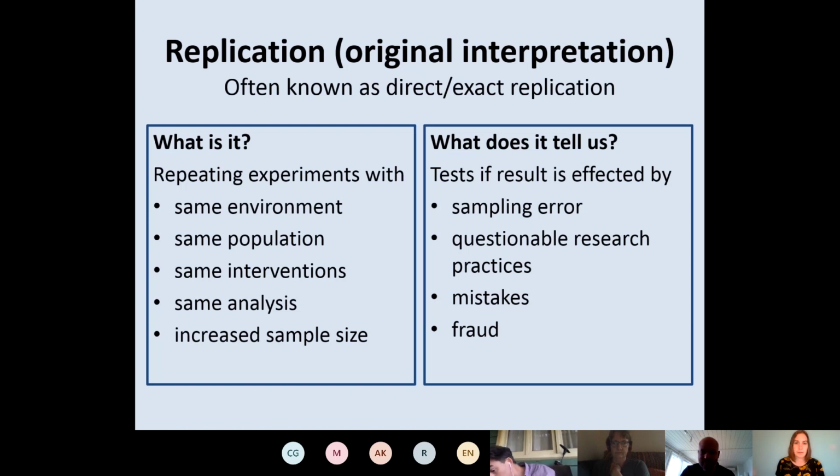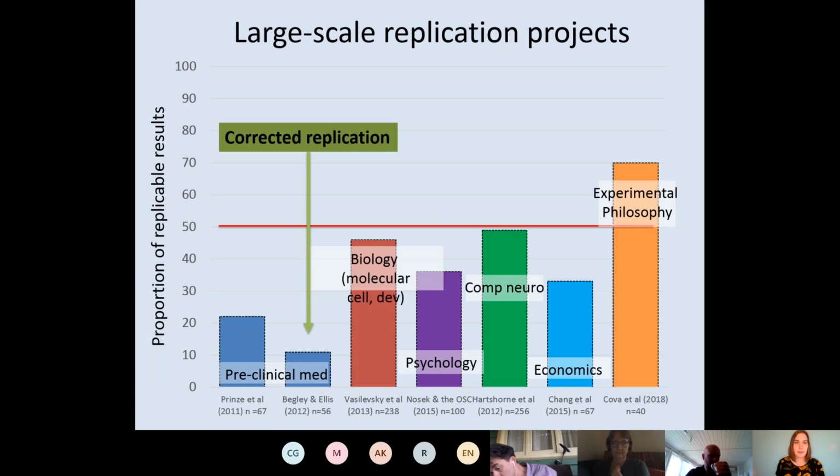Sorry about that. So there's been a number of large-scale projects in other fields outside ecology where they redo studies in the spirit of that original definition of replication. So they do them as closely as they possibly can to what the original study did. All of these studies here, except for the second column, take this definition of replication more or less.